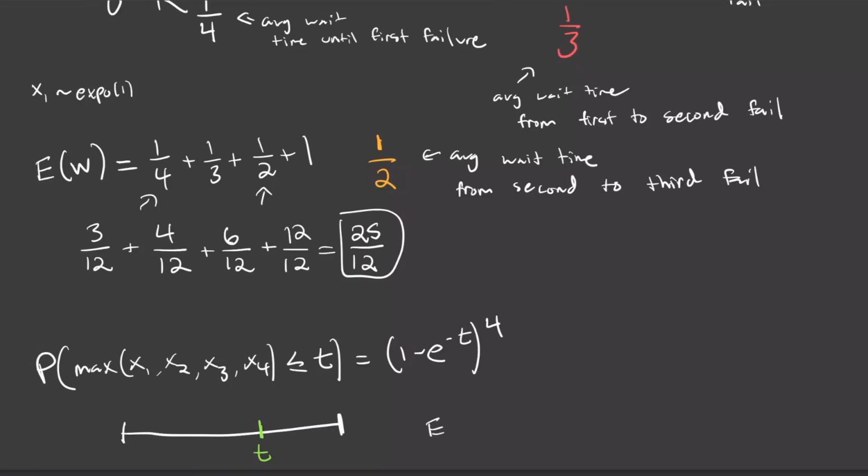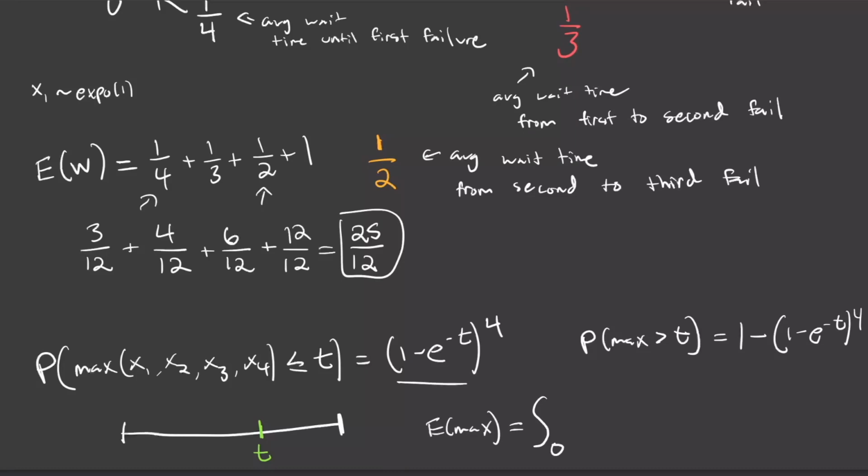And then to get the expected value of the maximum, all we have to do is convert this into something that we can use with the tail sum. That's going to be the easiest way. So the probability that the maximum is greater than t, right? If this is the probability it's less than t, it's just going to be 1 minus this right here. So 1 minus (1 minus e to the power of negative t) to the power of 4. Then we integrate over all the possible values the maximum could take. So it could take 0 all the way up to infinity of basically this right here, 1 minus (1 minus e to the power of negative t) to the power of 4 dt.